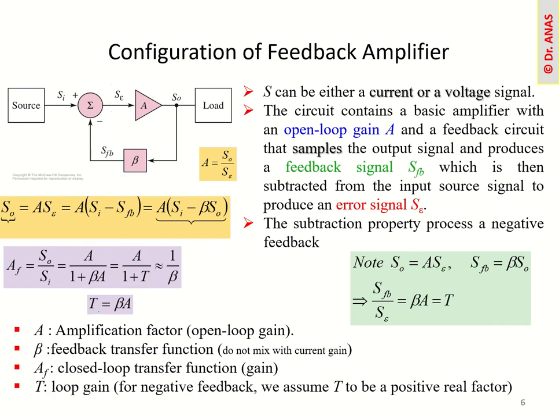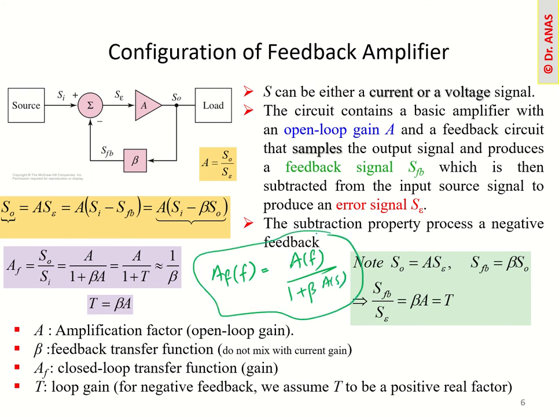Now here there are certain things. For example, you want to write the closed loop gain depending on frequency, for example omega. So we can write this as A of omega over 1 plus beta times A of omega, where A is a function of frequency. So this will be the closed loop gain with the dependency on the frequency. And we assume that T will be positive for the negative feedback system.